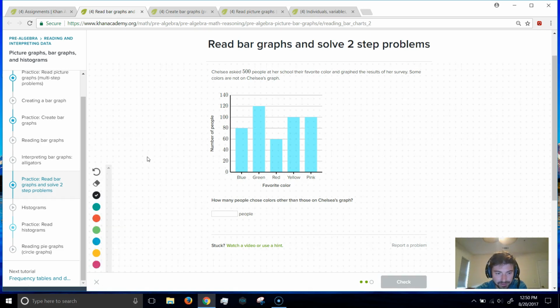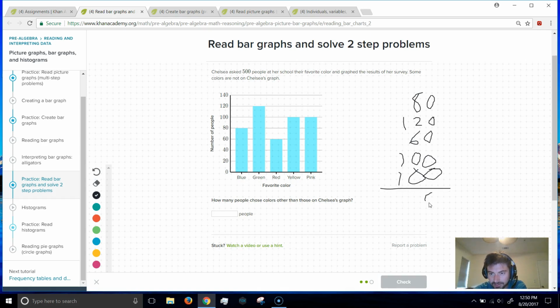So I'm going to use this little squiggly line. So let's see, here's 80. 120. 60. Usually I have a pen. I wasn't expecting to have to draw anything just yet, so I apologize for being a little messy. There we go. 100. It's supposed to be 100. And then another 100. So she got most of the people on here. Just going to add them up.